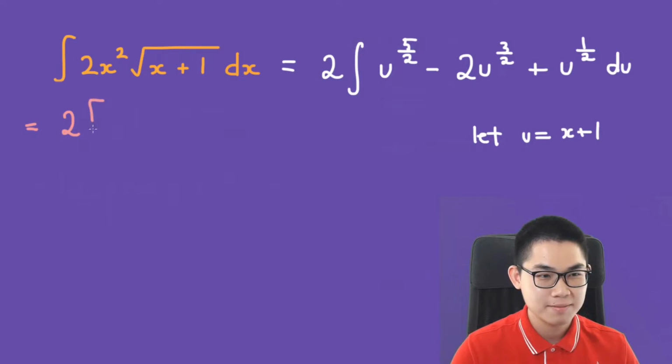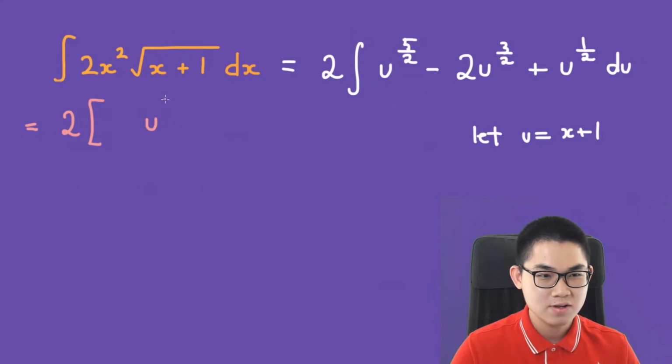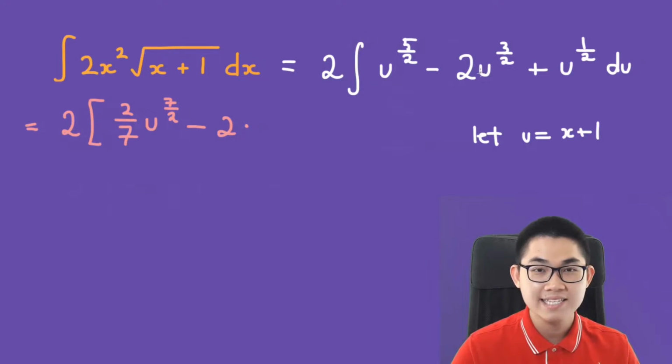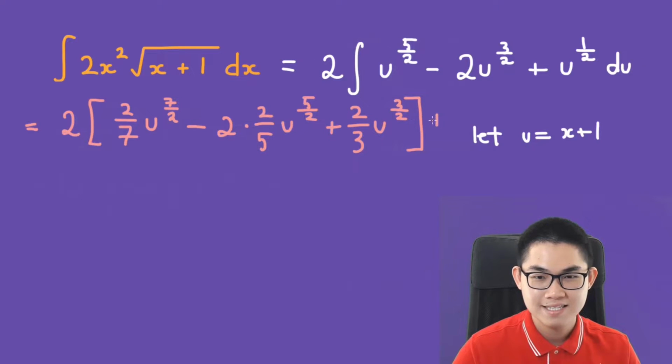We have 2 times the antiderivative of u to the power of 5 over 2. And that is u to the power of 7 over 2 divided by 7 over 2, which is the same as multiplying by 2 over 7, minus 2 times the antiderivative of u to the power of 3 over 2. That is u to the power of 5 over 2 divided by 5 over 2, same thing as multiplying by 2 over 5, plus u to the power of 3 over 2 divided by 3 over 2. And again, that's multiplying by 2 over 3.